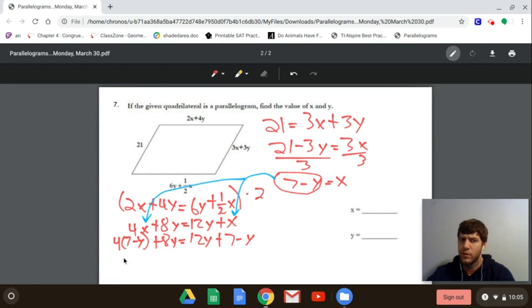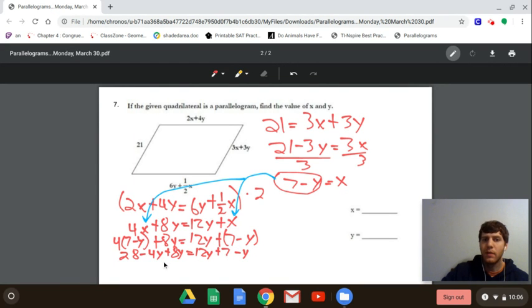All right, we distribute here, so we get 28 minus 4y. Then everything else stays the same, so then plus 8y equals, and then we have 12y plus 7 minus y. Right? If we keep this in parentheses here, we just distribute the 1 and we get 7 minus y.